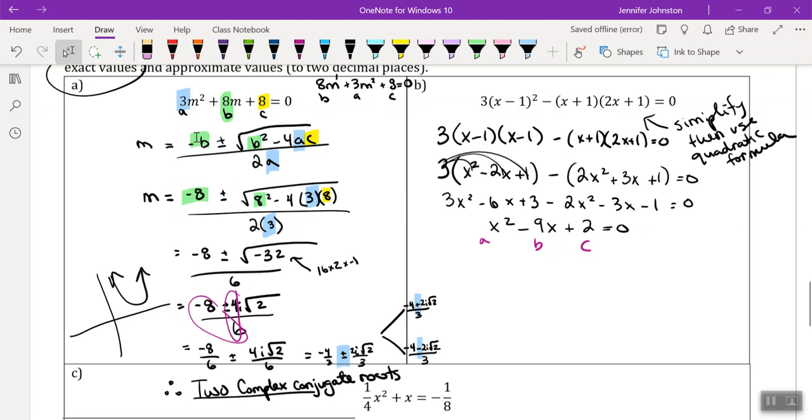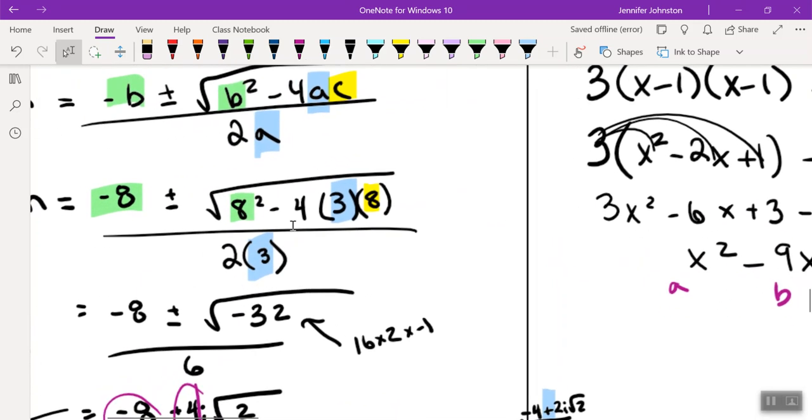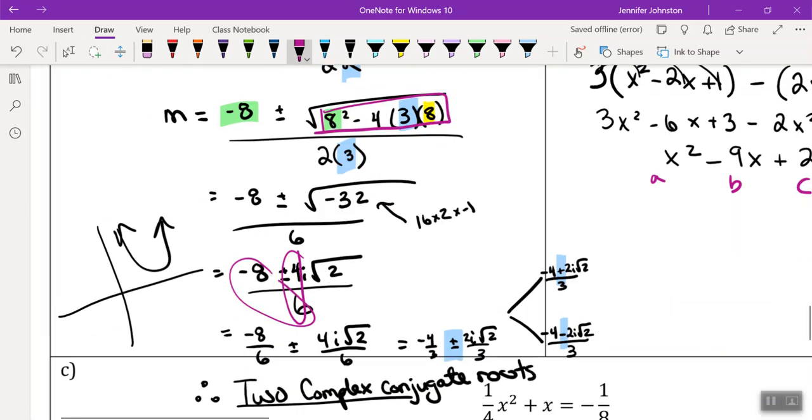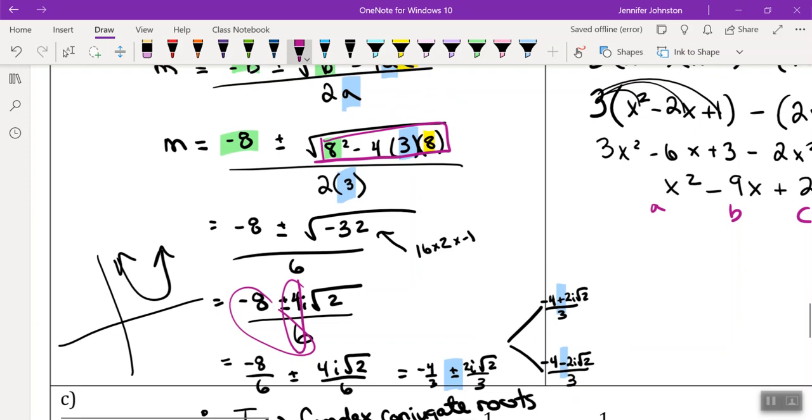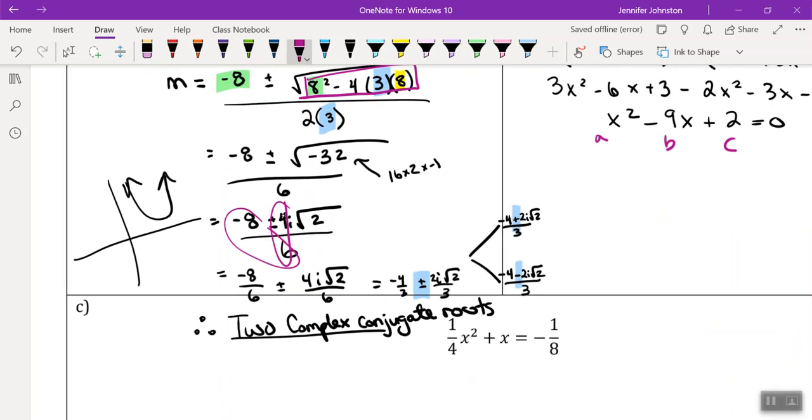All right, so we plug them in, and then here we can see that we get a negative value underneath. So the easiest way to do this is to figure out what's underneath the square root sign first. And this is what we call the discriminant. So calculate this first, get the value, and then from there, simplify. From there we get negative 32, and we found that negative 32 is 16 times 2 times negative 1, which gives us 4i square root 2. And then the negative 8 over 6 and the 4 over 6, we can split those into two different fractions, and then from there we get two complex conjugate roots.